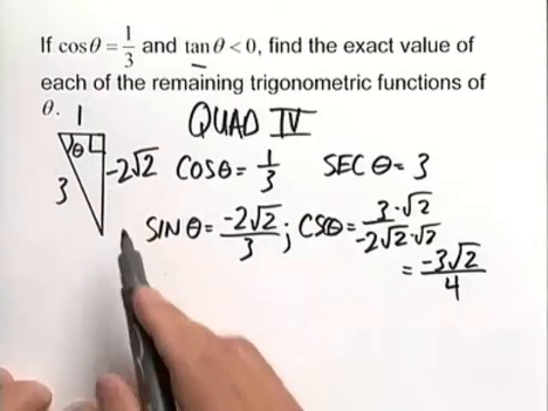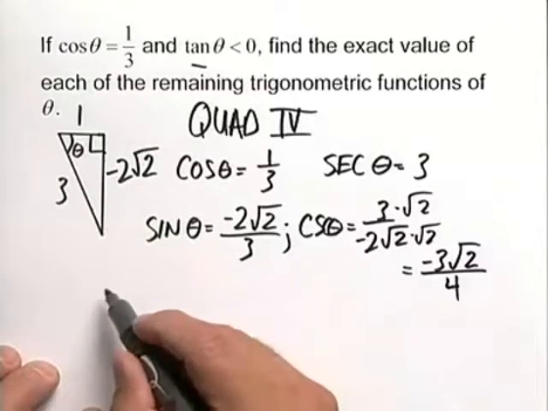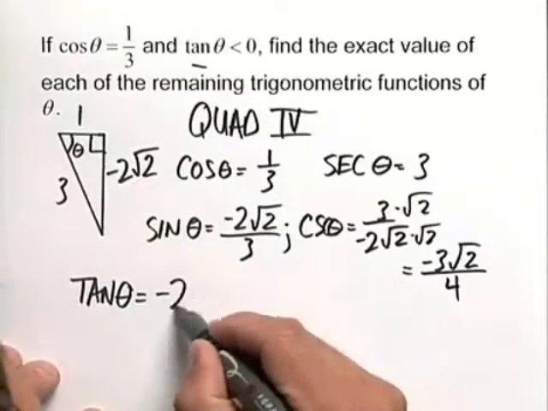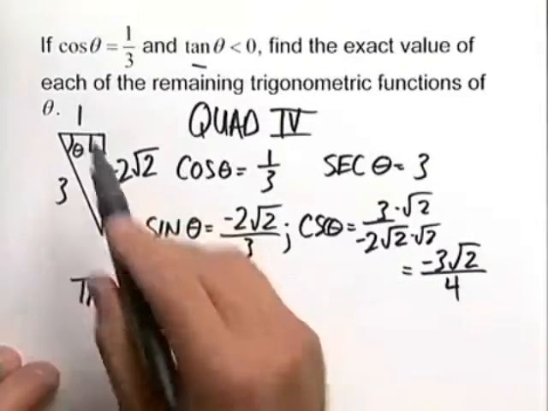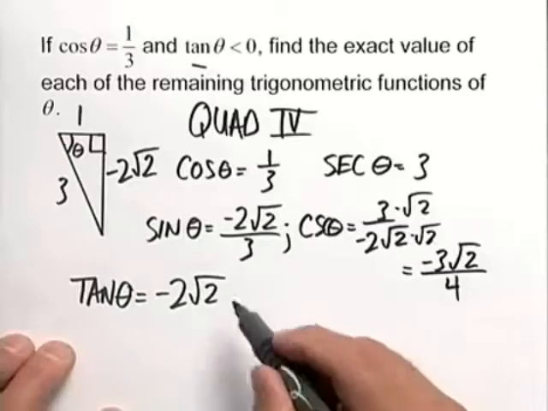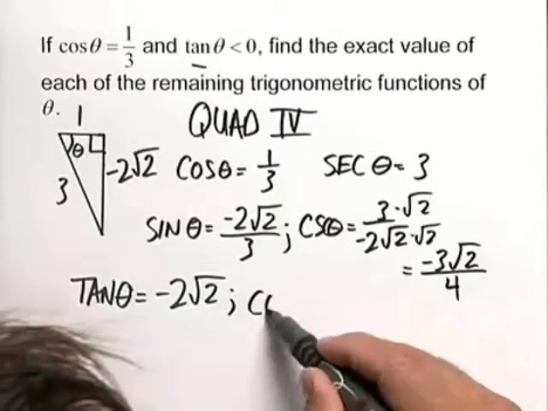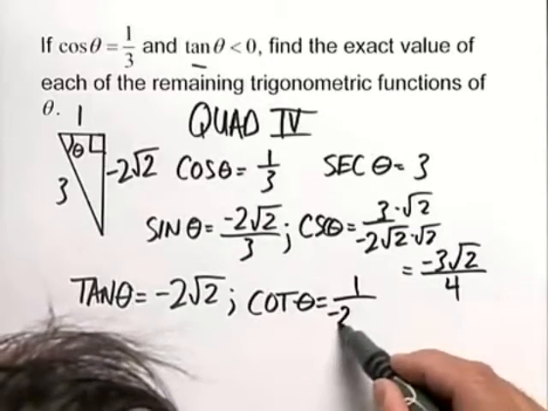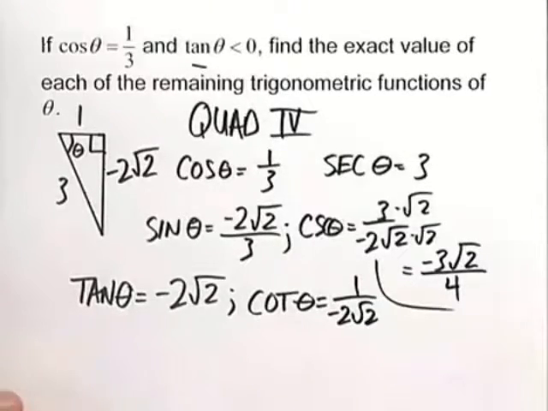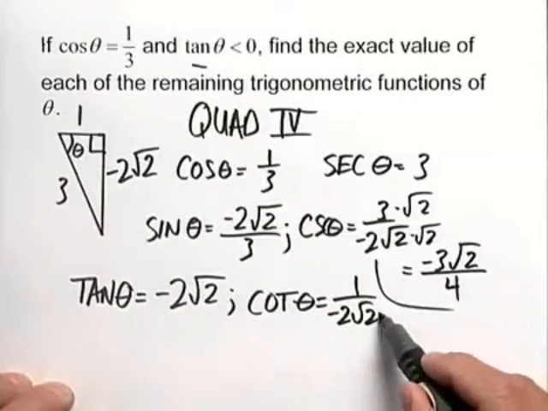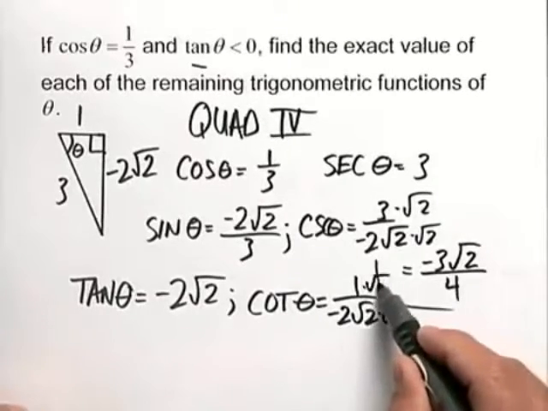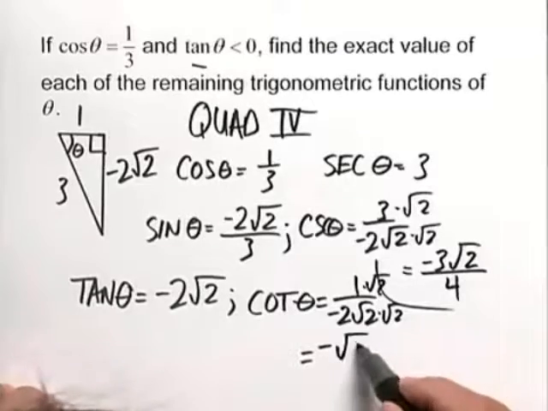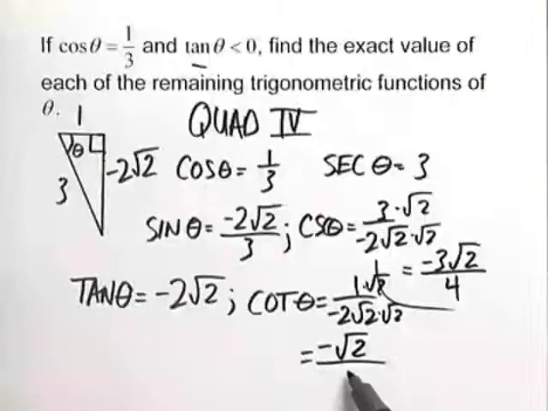Knowing that the tangent of theta is opposite over adjacent, we can say that the tangent of theta is equal to -2 square root of 2 all over 1. And the cotangent, again, the reciprocal relationship working here, cotangent of theta is 1 over -2 square root of 2. So if we rationalize this by multiplying top and bottom by the square root of 2, let's clean that up by writing a negative square root of 2 all over 4.